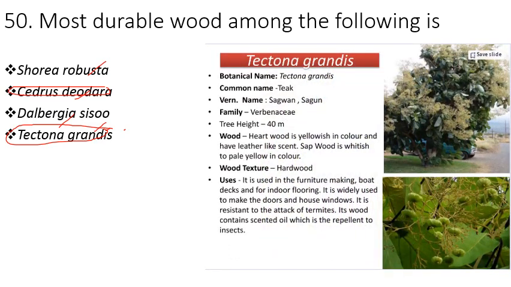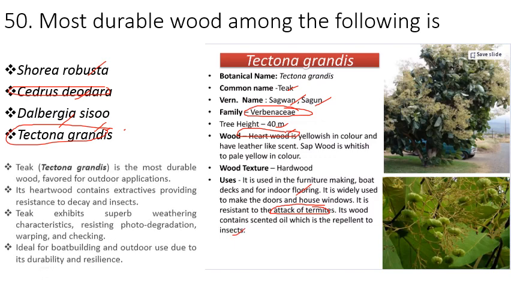Its scientific name is Tectona grandis, common name is teak. It is also known by the name sagwan, sagun, and it belongs to family Verbenaceae. And the plant height may reach up to 40 meters, and the hardwood is mostly used for making furniture, boat decks, indoor flooring, and is used to make house doors, windows, and is resistant to attack of termites because it contains some scented oils which act as repellents to the insects.